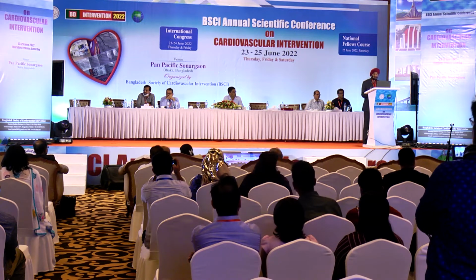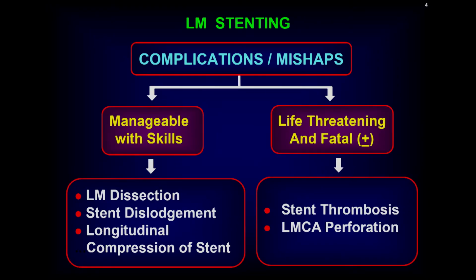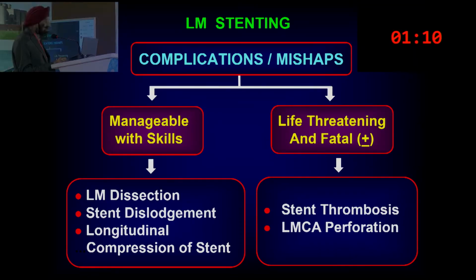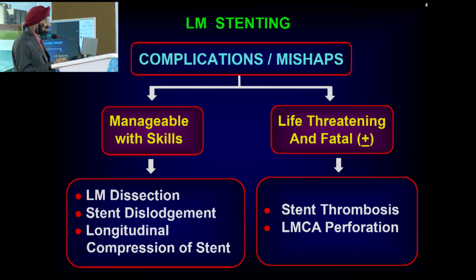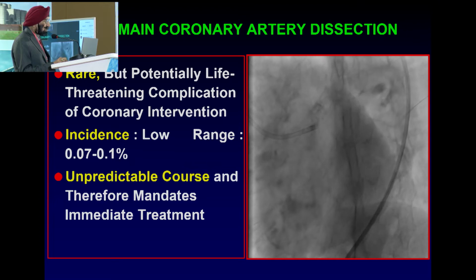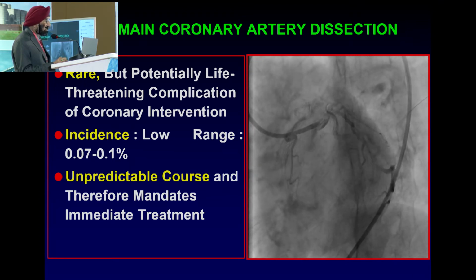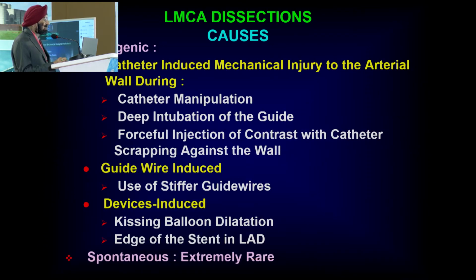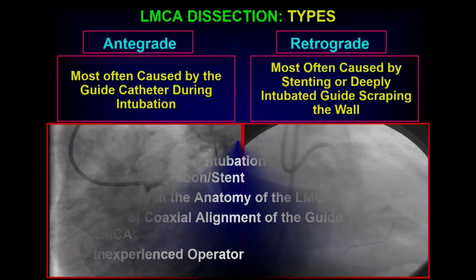Well, despite all the pre and peri-procedural precautions, mishaps do occur. And this is one of those mishaps, complications of left main intervention. Dissection is the most lethal and serious complication. Rare, incidence is low, and the course is very unpredictable depending upon how bad the dissection is. Causes are too many. Let me forget about these things right now.